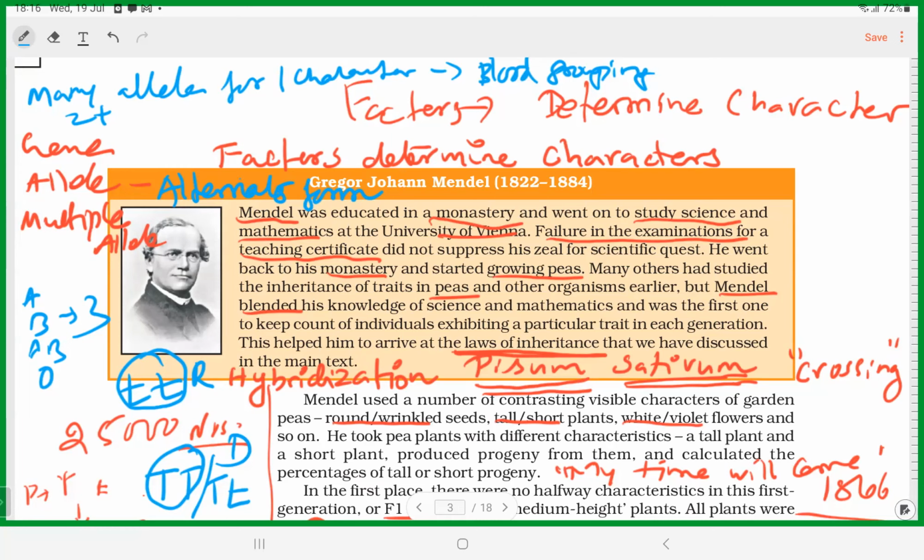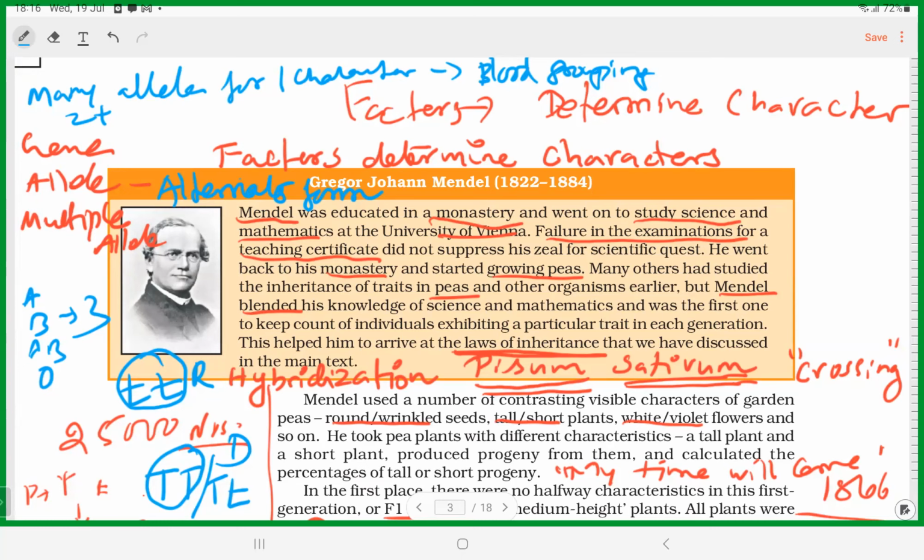So list down the terms. What are the terms we discussed? Dominant, recessive. Gene, allele, multiple allele. Very good. All these definitions you should know. Meaning and definitions you should know. Okay. And then what else we discussed today?